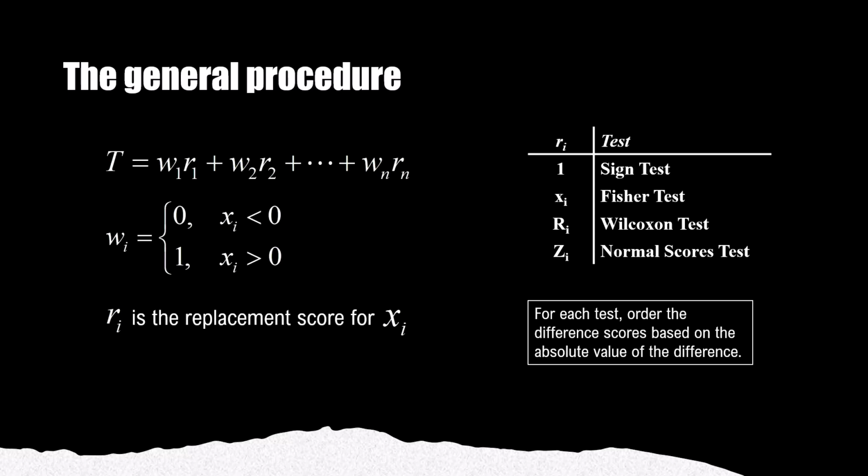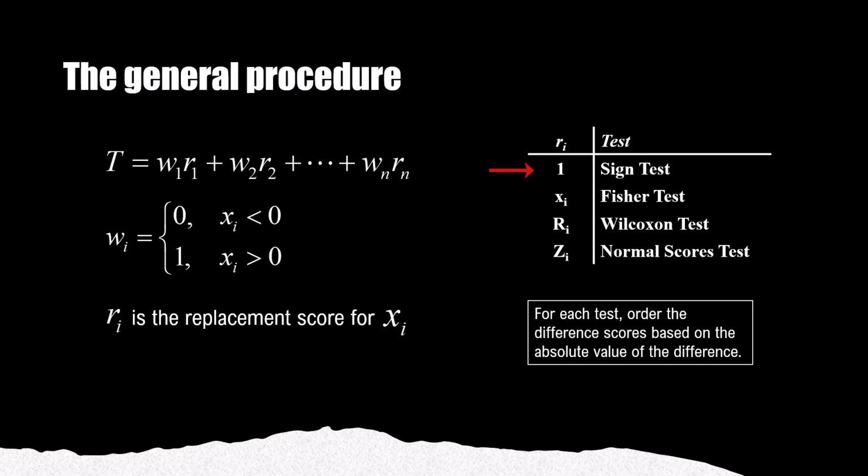We call R sub I the replacement score for the original score, X sub I. Then all the randomization tests that we have looked at are defined by R sub I, the replacement score. If we replace the score with 1, we get the sign test. Remember that when you're multiplying by 0 or 1, a score of 1 will become 0 or 1. So the sign test is based upon that dichotomous variable, 0 or 1.